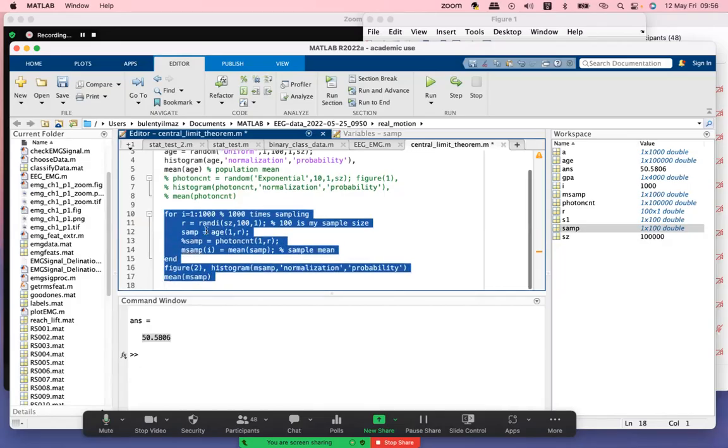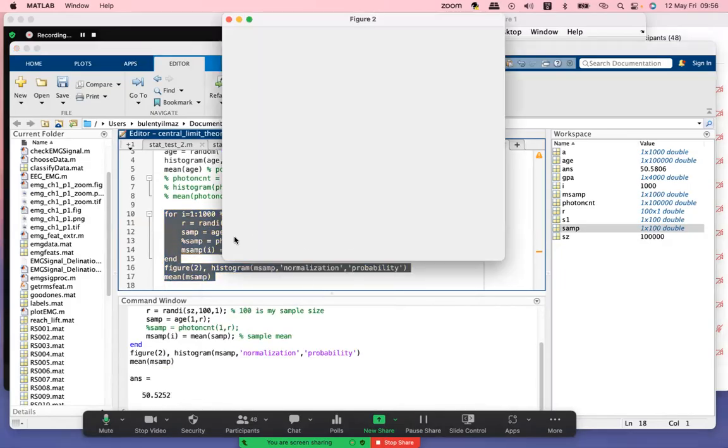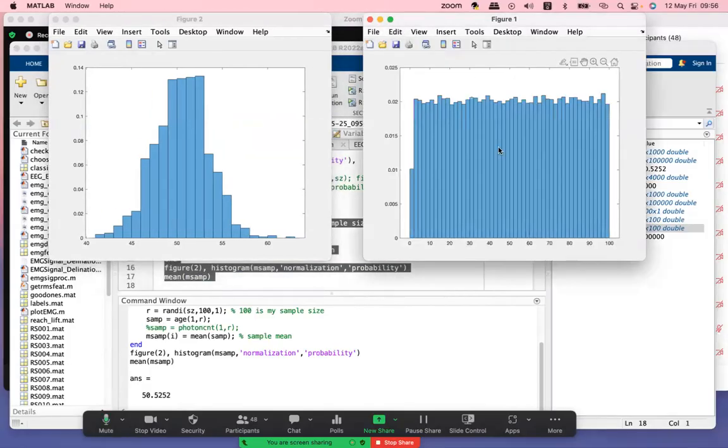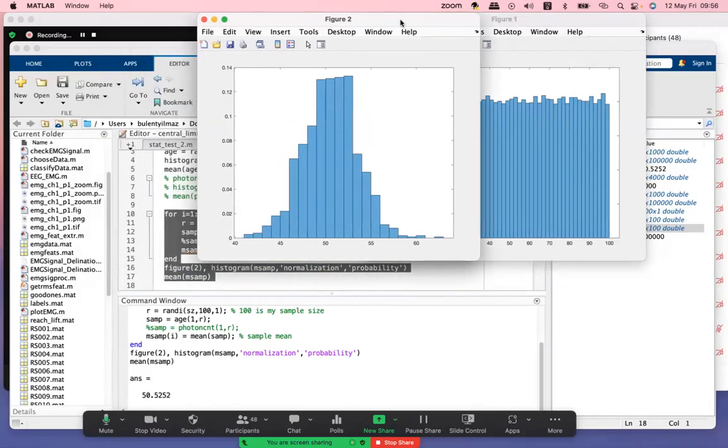Okay, I'm gonna evaluate this, and here is the uniform distribution from 100,000 people, and here is the mean distribution. Okay, sample mean distribution. You see, it is kind of a curve shape. Okay, bell curve shape, right?